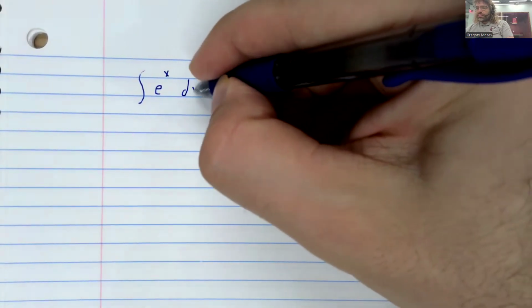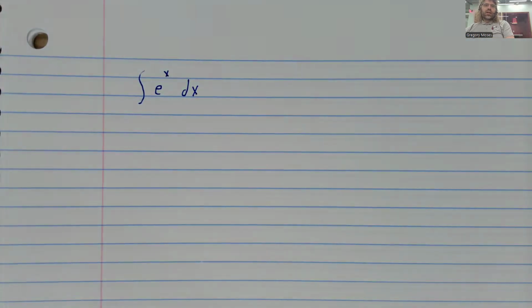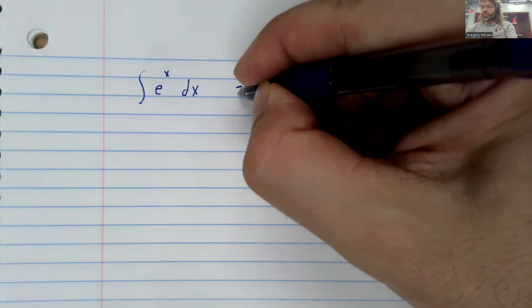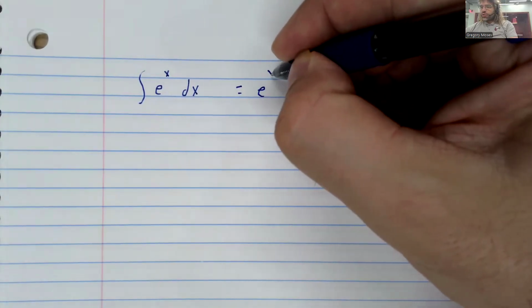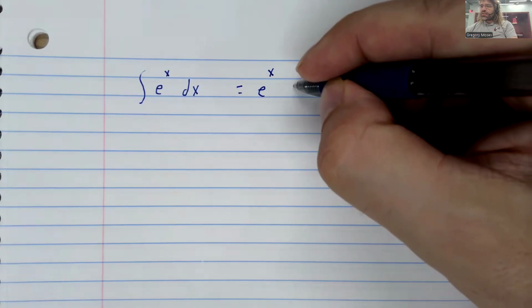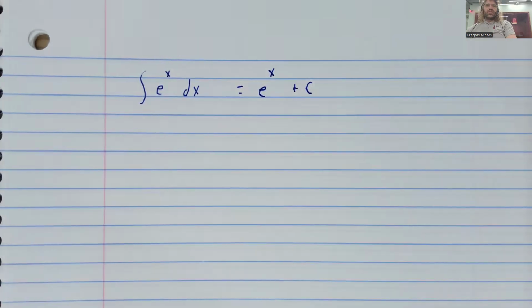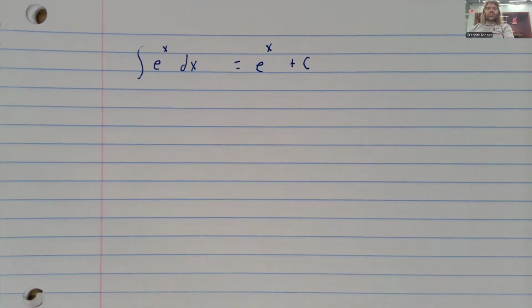Suppose we want to integrate e to the x. No muss, no fuss, no substitution. The integral of e to the x is e to the x plus c.